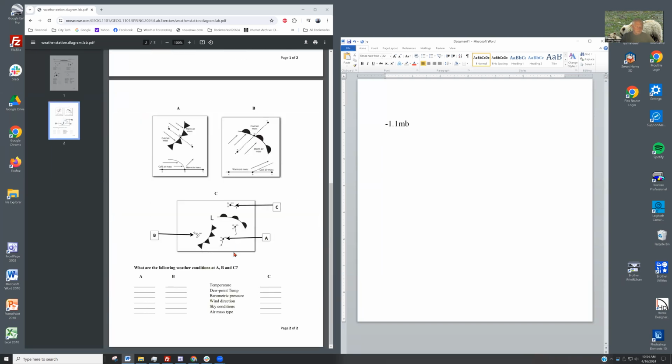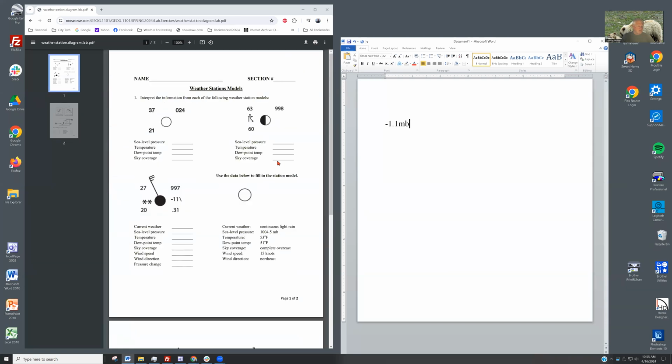And then on page 2, it is looking at some cold fronts. Cold fronts are the triangles pointing in the direction that the front is moving. And warm fronts are half circles pointing in the direction that the front is moving. And so this is looking at the development of mid-latitude cyclones. That is also in chapter 7. It asks you to interpret the weather station symbols, but in the context of these warm and cold fronts. So I think that is it for this particular lab exercise.